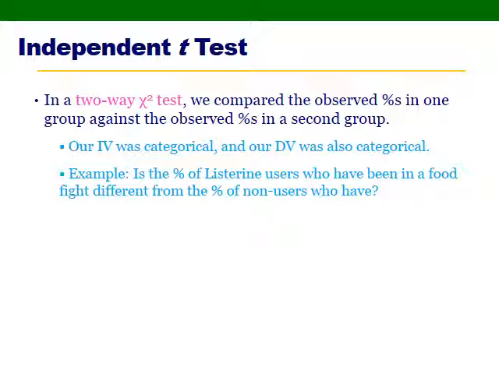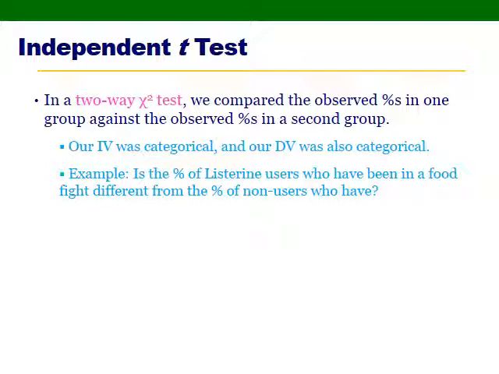In other words, we're comparing the two groups in terms of how they score on some categorical variable. So one example of this would be if we wanted to compare Listerine users against non-Listerine users in terms of the percentage of each group that's been in a food fight before. Being in a food fight is a categorical variable. You either have or you haven't.